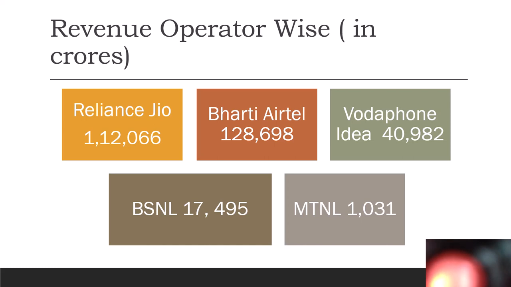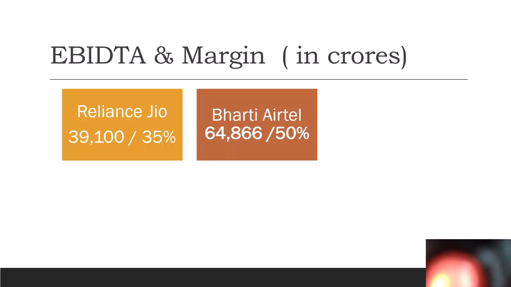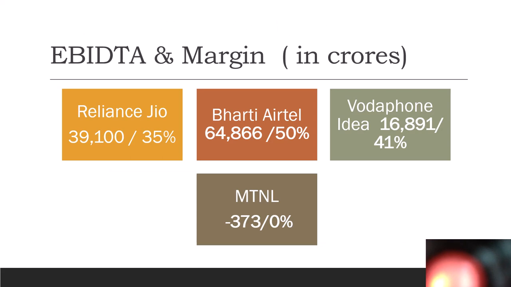So, numbers you can always go through. MTNL only with 1,000 crores of revenue. And EBITDA margin, of course, I told you, Reliance is making 39,000. Bharti is highly profitable in terms of their profitability. Vodafone is still making EBITDA positive, okay, 16,000 crores. MTNL is a loss-making company.